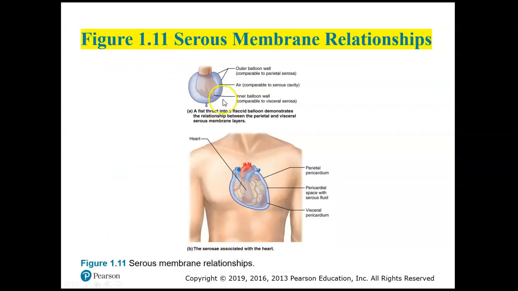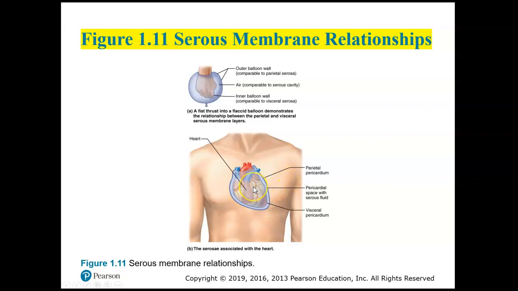And this is how they work. If you can look at this picture and just imagine punching your fist into a balloon, there would be part of that balloon that is touching your fist. Then you would have a layer of air. Then you would have part of that balloon that doesn't touch your fist. So the part that touches your fist is comparable to the visceral layer. And the part that's outside is comparable to the parietal layer. And this works for any of those three serous membranes.